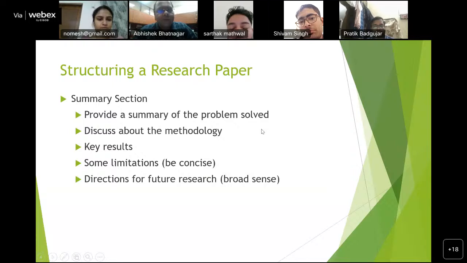So you have to provide a summary of the problem solved, discuss the methodology that I adopted, and these were the key findings. Then you have to be concise when you state the limitations, because no research is complete without limitations, because there is always a scope of improvement, and models do not take all assumptions, right? There are some assumptions that would fail in your models, and you can extend your work. So you have to give a broad sense of future directions that can be adopted for this particular problem or for the larger issue, something like that you can give.